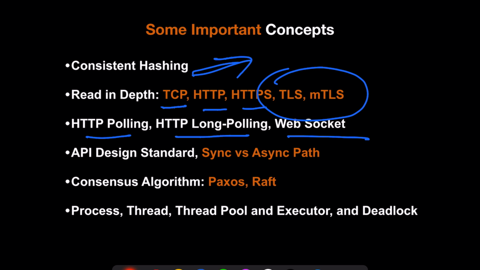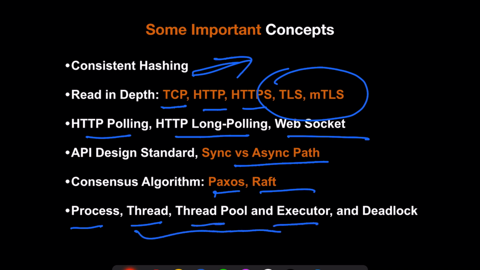We also need to understand API design standards. There are some important things about sync versus async path design. We also need to read about consensus algorithms like Paxos and Raft. Some of the important things about the OS are process, thread pool, and executor. These are basically Java concepts also, like thread pool versus executor. It's also good to have some understanding about deadlock, etc.